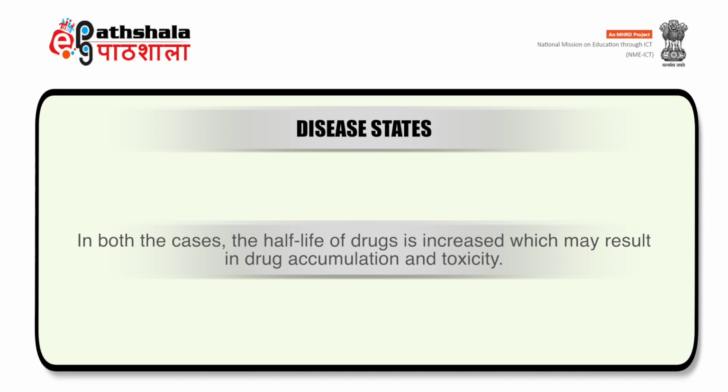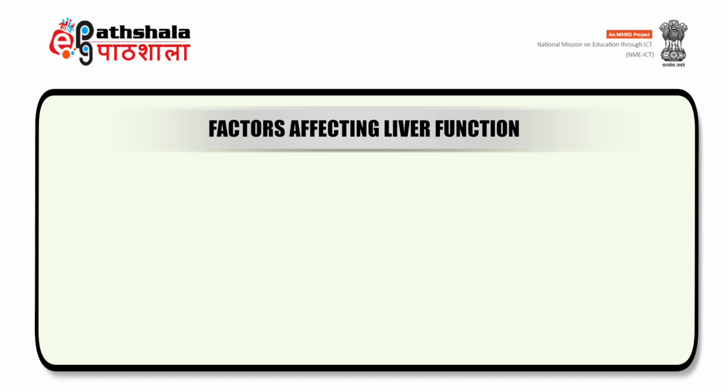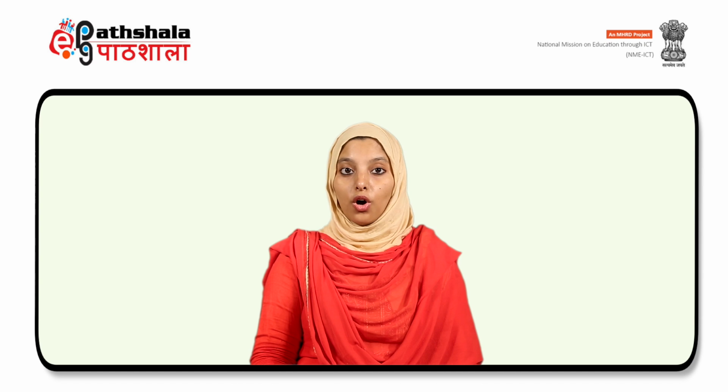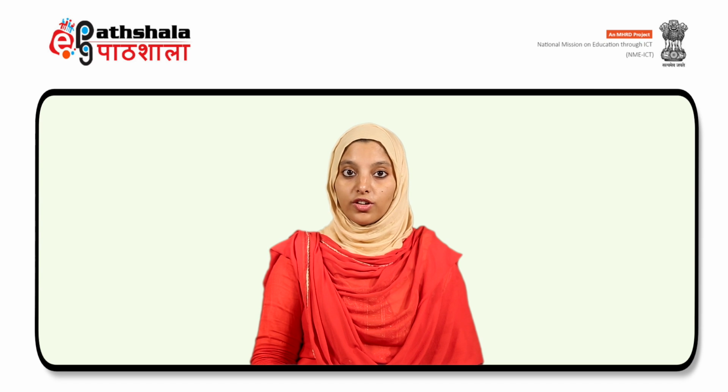In all these cases, the half-life of the drug is increased, which may result in drug accumulation and toxicity. Now we will discuss the factors that affect liver function. These factors include alcohol, medication-associated liver injury, obesity, viral hepatitis, hemochromatosis, alpha-1 antitrypsin deficiency, Wilson's disease, mononucleosis and autoimmune hepatitis. So now we will discuss in detail how these factors affect liver functioning.